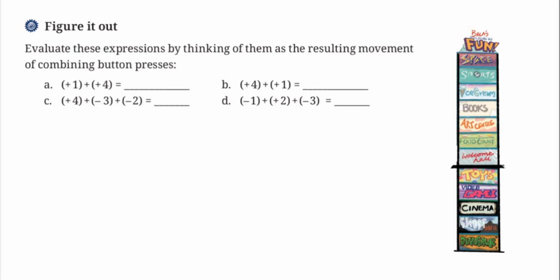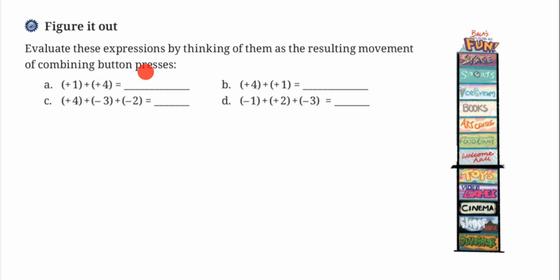Hey everyone, here's a question from the chapter called Other Side of Zero, which is the 10th chapter of class 6, based on the new syllabus. And here I'm doing the second Figure it Out. The question is, evaluate this expression by thinking of them as a resulting movement of combining button presses. What does this question mean?